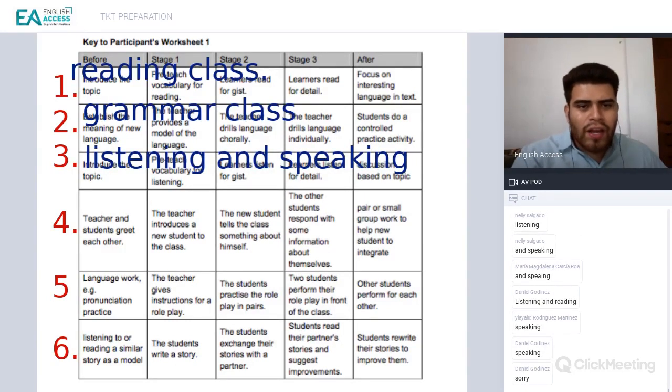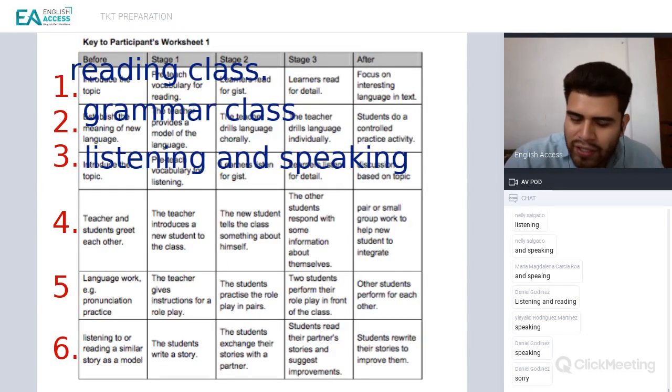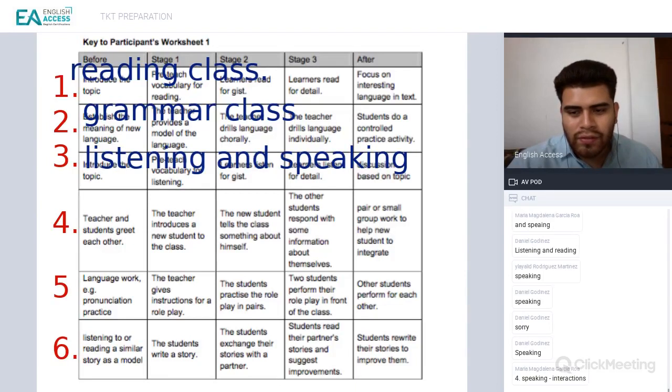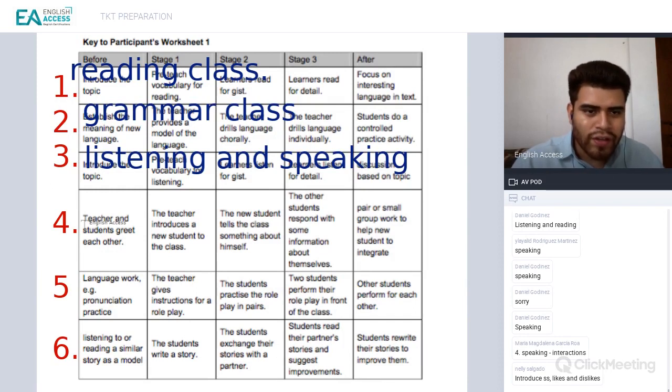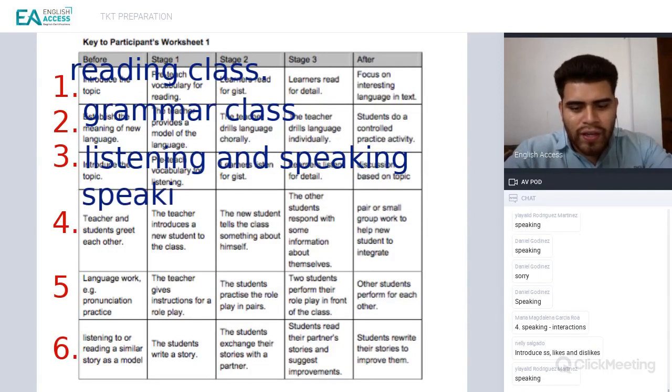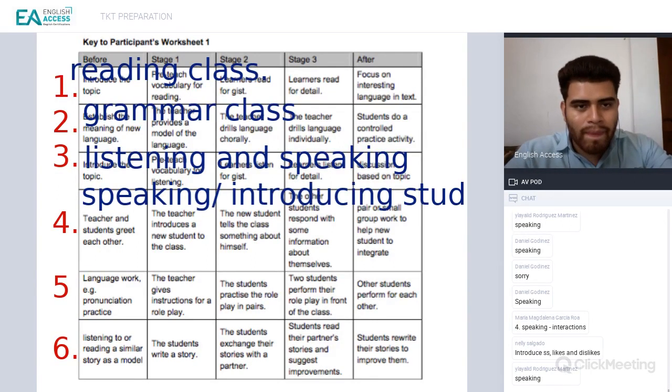Very good. Now, number four, teacher and students greet each other. The teacher introduces a new student to the class. The new student tells the class something about himself. The other students respond with some information about themselves. Pair or small group work to help new students integrate. Now, in what situation can we use this? Very good. Speaking and introducing students. Very good.